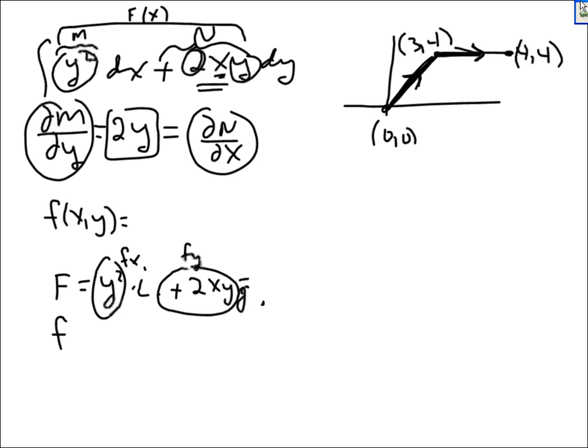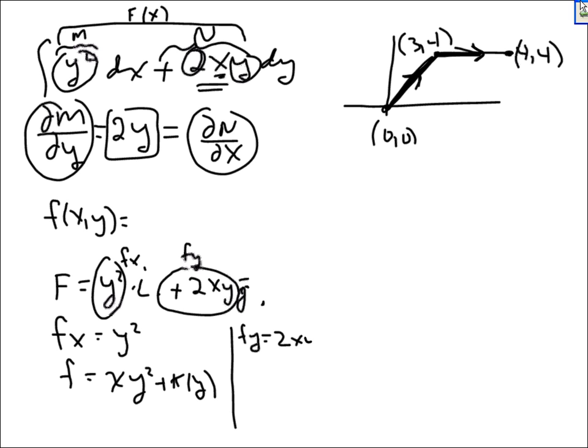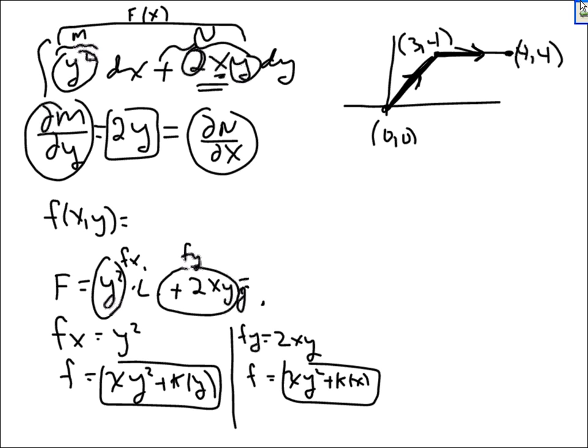So if little fx is y squared, then f must be xy squared, plus possibly some function of y. A little bit sloppy with that earlier. Fy is 2xy. So f must be xy squared plus some function of x. So now I need for these to be equal. And that's just by saying that f is xy squared.